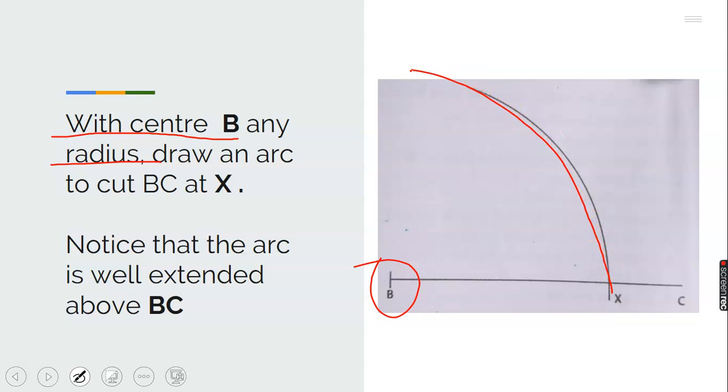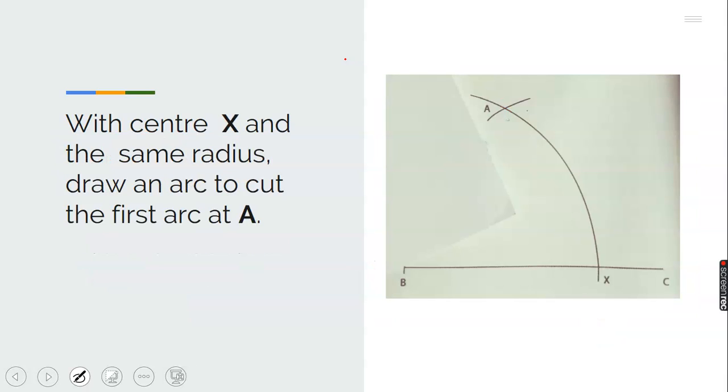You draw an arc to meet this line at point X. Now, notice that the arc is well extended above BC. You can just draw it to any length. Now, what do we do again? With center X, don't forget we use center B to draw this arc, right? With the same radius, place the sharp end on center X and draw another arc here, to cut A.